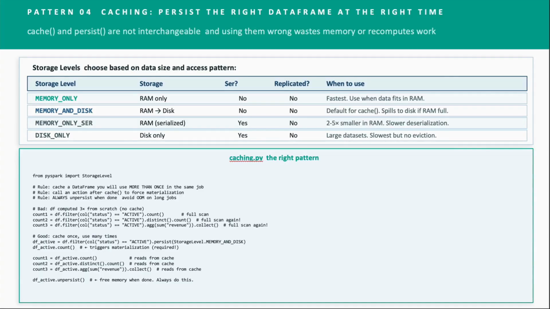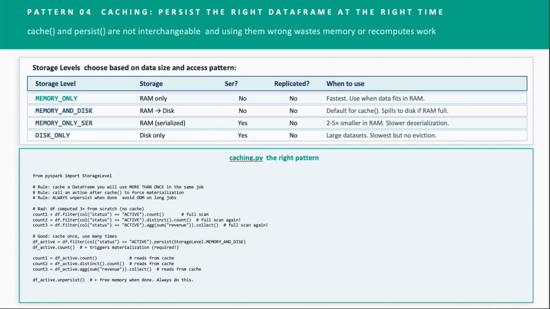So pattern 4, which is catching the most misused optimization in Spark. Look at the storage level table at the top. 4 options. Memory only, which is fastest, but if data does not fit into RAM, Spark recomputes it. No eviction to disk, just recomputation. Use only when you are confident the data fits. Memory and disk, the default for cache. If RAM is full, it spills to disk. Slower than memory only, but never causes recomputation, the safe default.